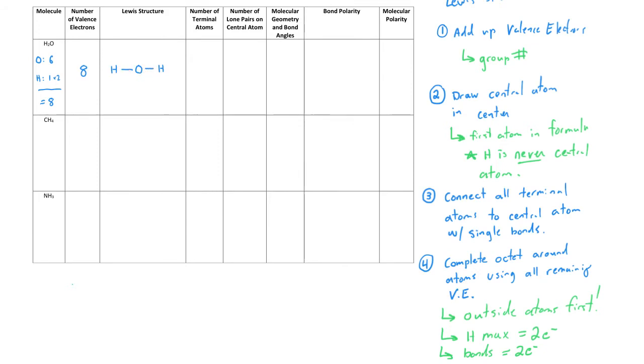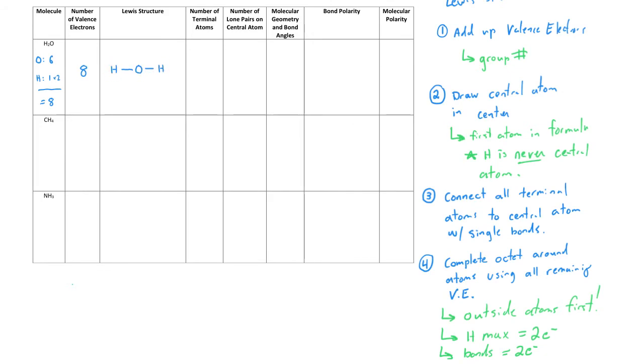So we've already used 4 electrons in the bonding. So that means we have 4 electrons remaining in our valence electron count. Now what we're going to do is complete the octet, going from the outside atoms to the inside atom.